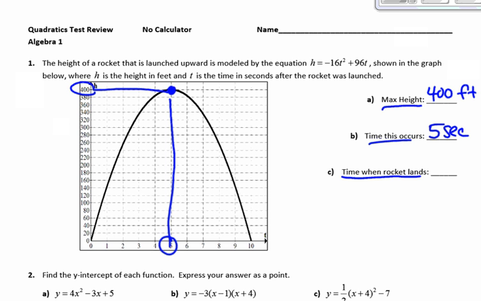And then the time when the rocket lands is when it reaches the ground. So that has a height of 0. So that is going to be at 10 seconds.